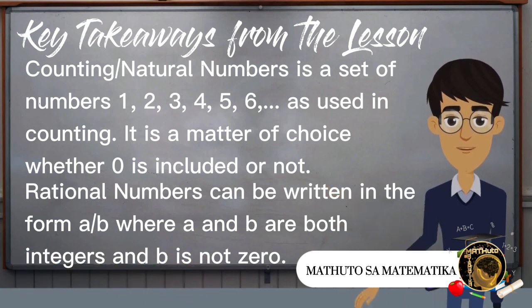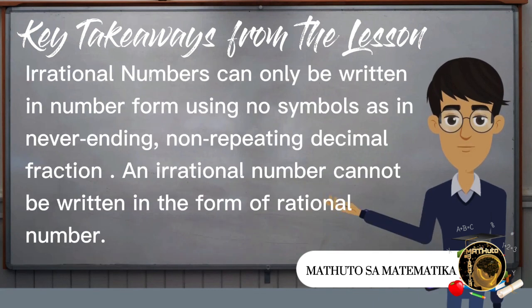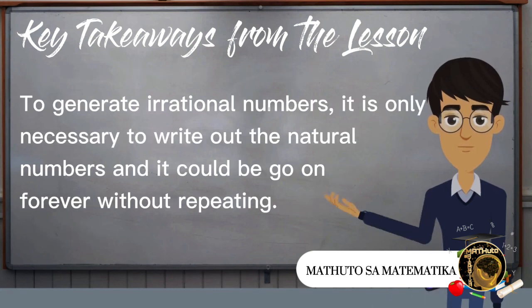Rational numbers can be written in the form a over b, where a and b are both integers and b is not 0. Inversely, irrational numbers cannot be written in number form using no symbols, as in never-ending, non-repeating decimal fractions. An irrational number cannot be written in the form of a rational number. To generate irrational numbers, it is only necessary to write out the natural numbers, and it could go on forever without repeating.